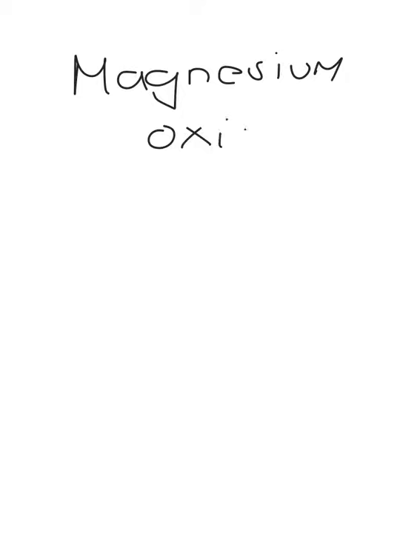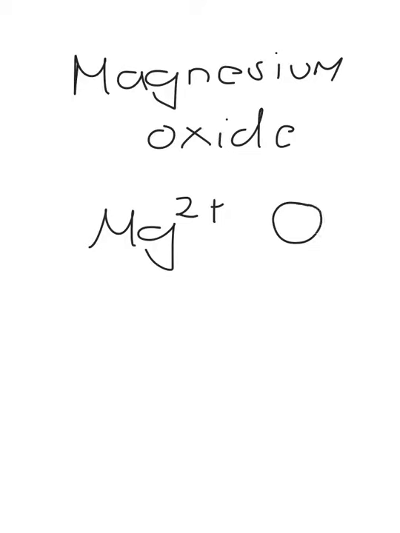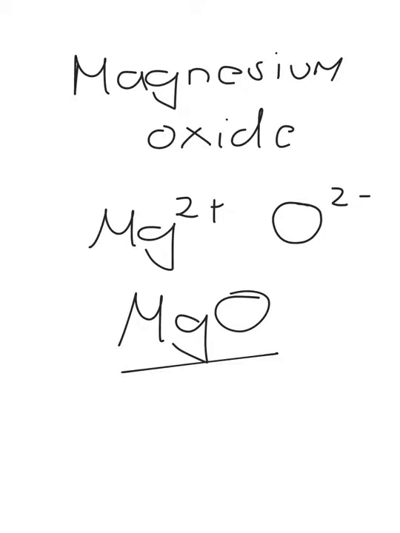Okay, so let's do another one. Let's do magnesium oxide. So magnesium, as we said before, is going to be Mg2+. So let's write that down. Oxygen, I will tell you, is O2-. Now you can see that there are 2 pluses and 2 minuses, so they are already balanced, and the formula is MgO.